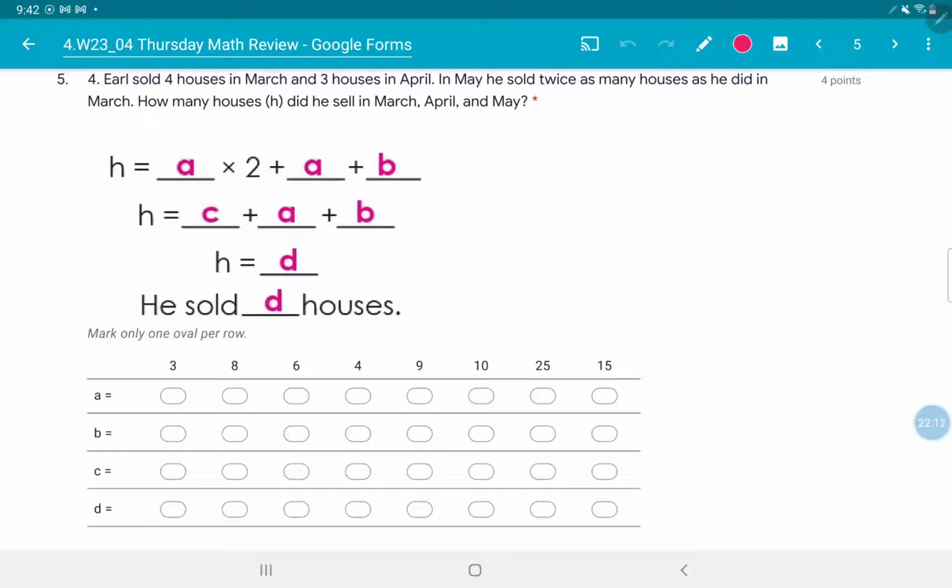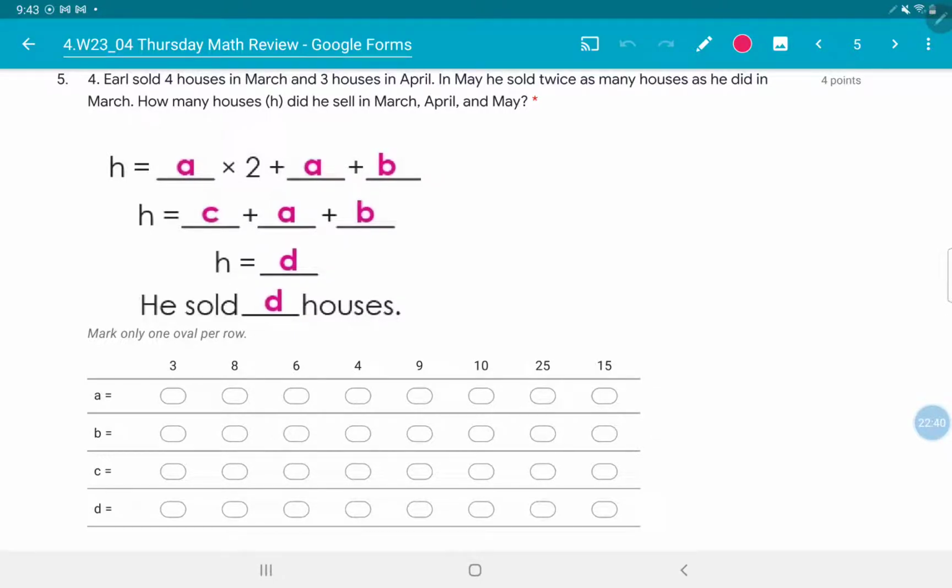He sold 4 houses in March. What else do we know? Jacob, in April he sold 3 houses. Okay. 4 in March, 3 more in April, and then what happened in May? He sold twice as many houses as he did in March.